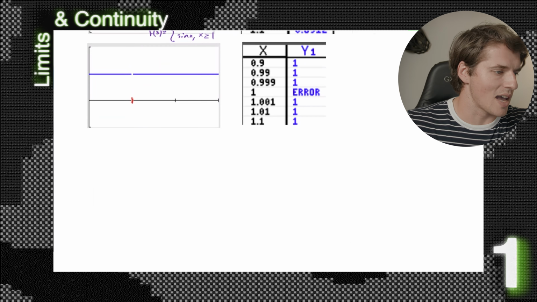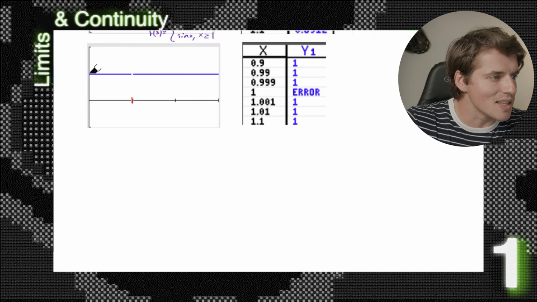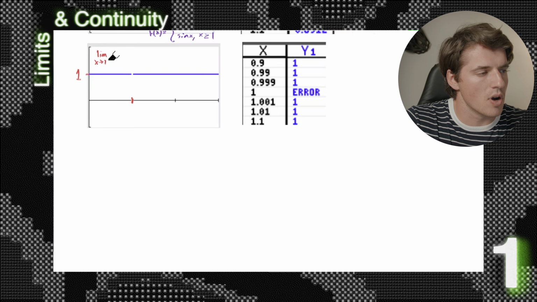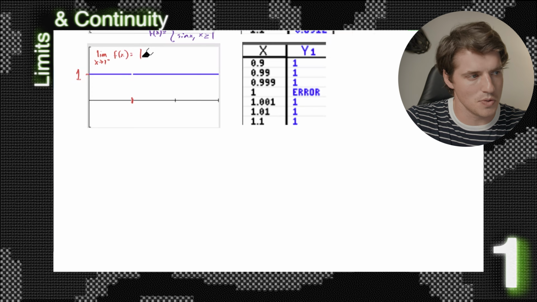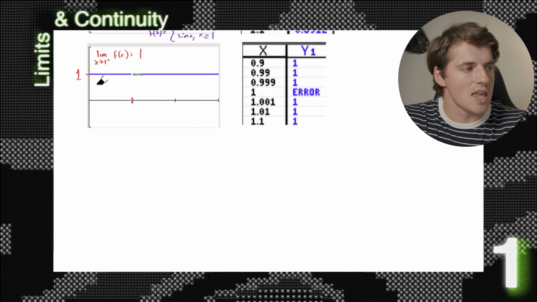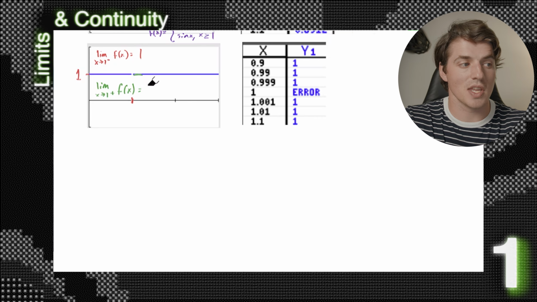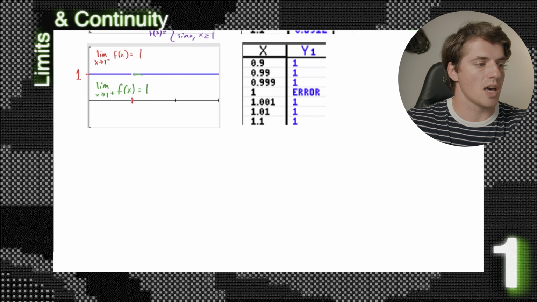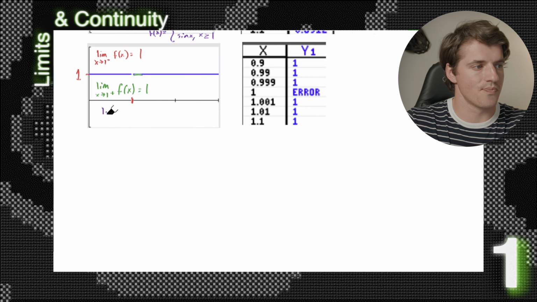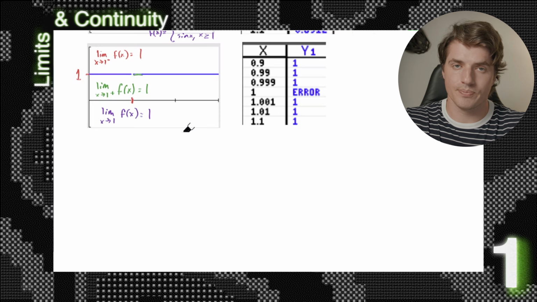Okay, the last one I want to look at. As we come from the left side, I know you can't really see this, but this is also a 1. So the limit as x goes to 1 from the left of f of x is 1. And if we follow from the right side, the limit as x goes to 1 from the right of f of x is also 1. So because these two values are the same, when going with purple, the limit as x goes to 1 of f of x is 1.